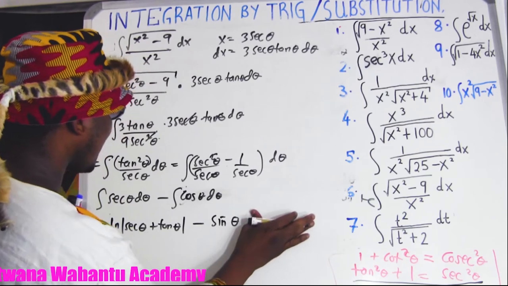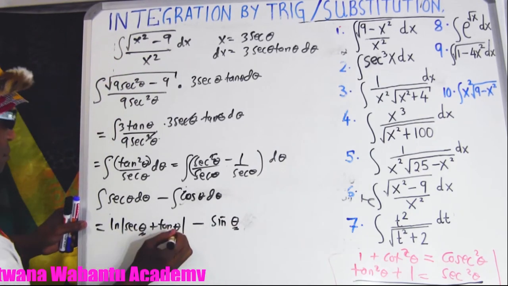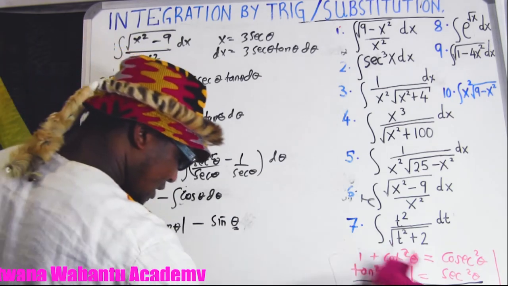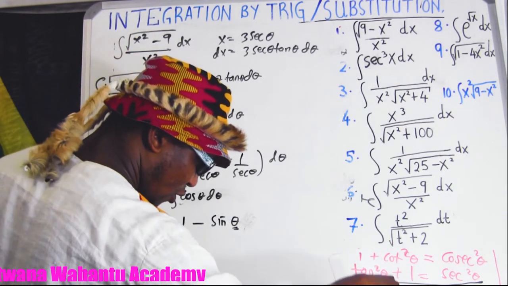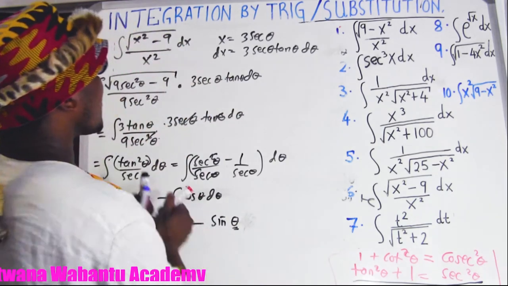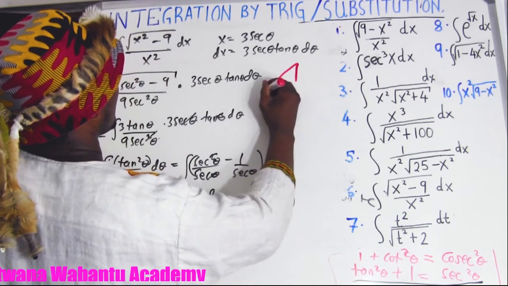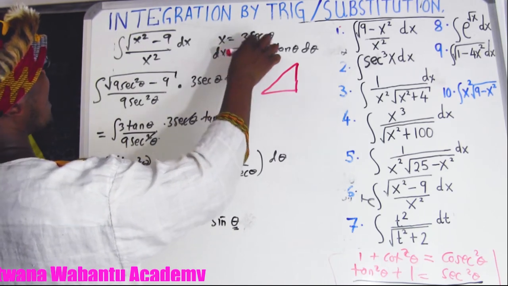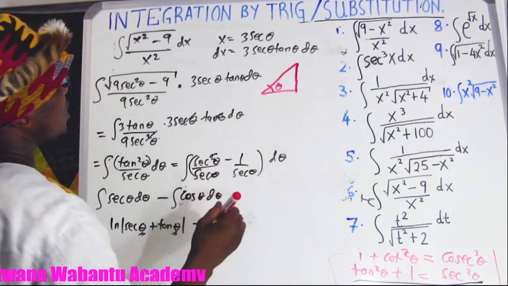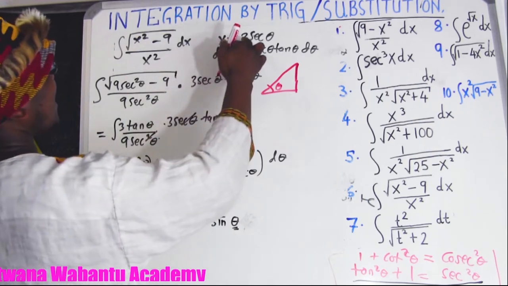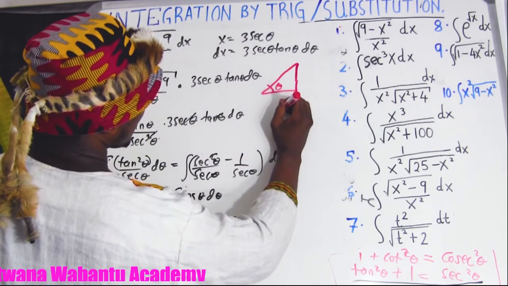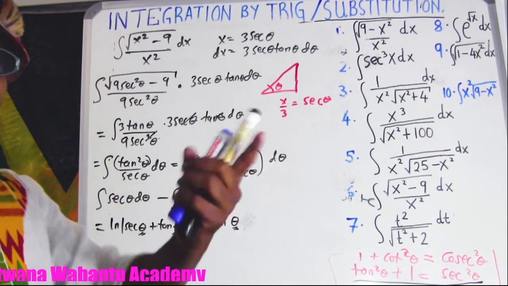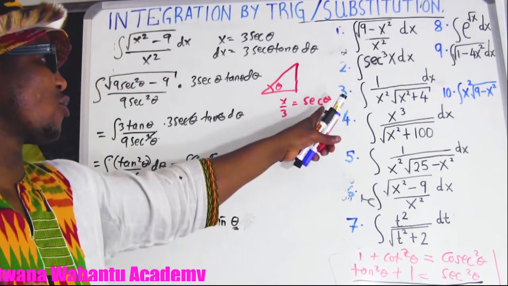So we're going to do the same game and replace this, because you don't need theta anymore. Now let's go to the small triangle. Let's assume you have a small triangle like this. We want to replace this here. This is theta. So now x over 3 equals sec.